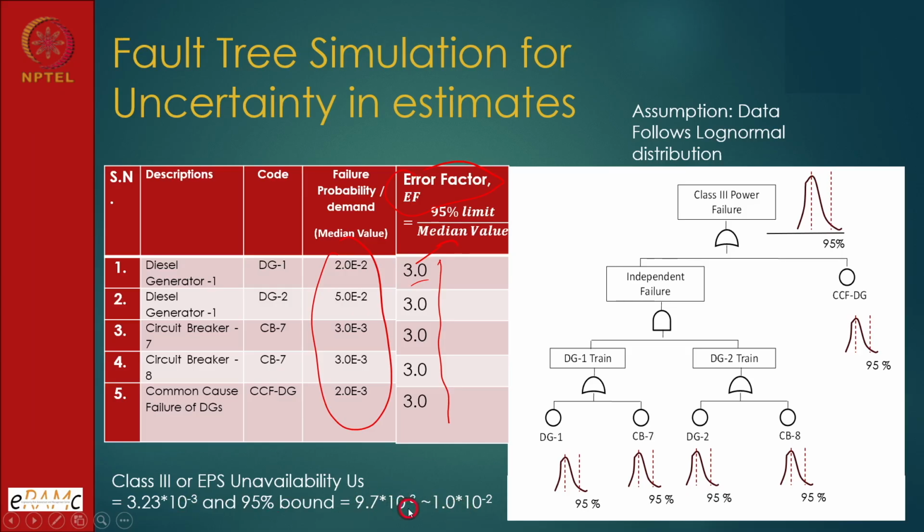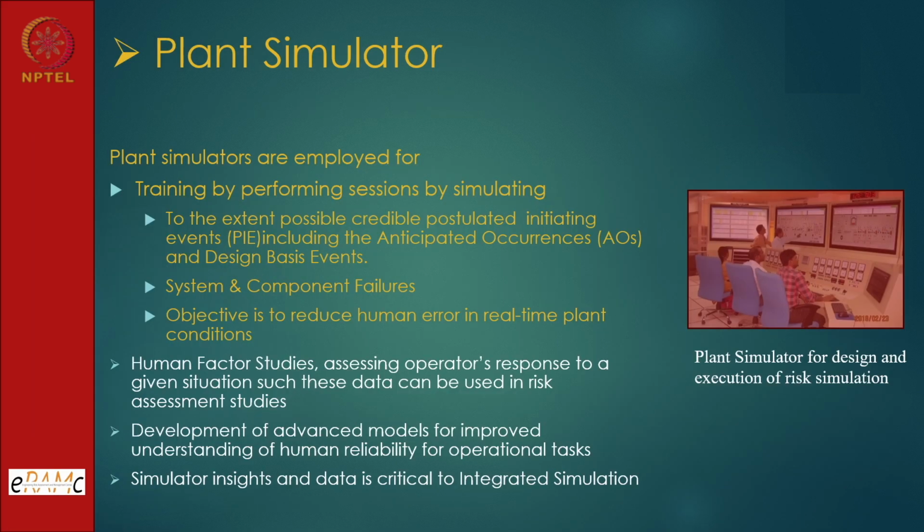Upper bound is 9.7 and I have approximated it to 1 into 10 to the minus 2. So this is the 95% bound we get here actually. So this is uncertainty correction Monte Carlo simulation we have over here actually.